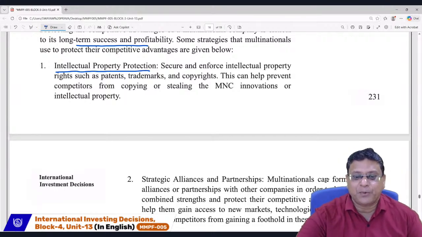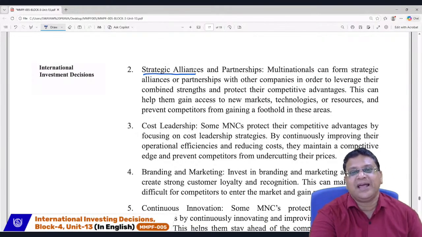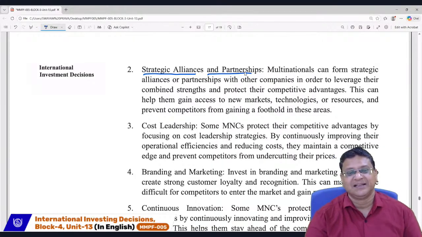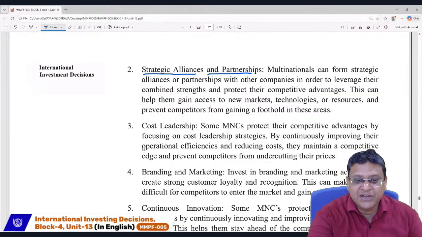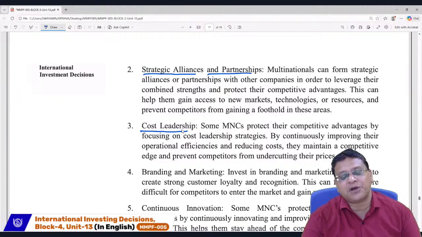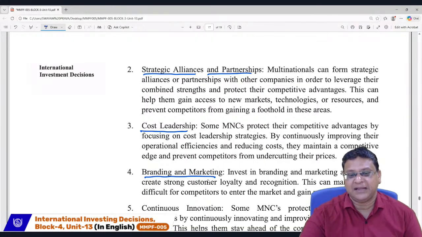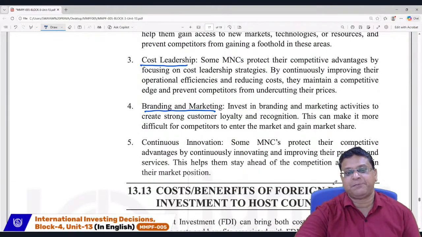You can protect your competitive advantage through strategic alliances, through alliance with local partners. A strategic alliance is created. Hero Honda, Maruti Suzuki, they have created competitive advantage with alliance partnership. Through cost leadership, you can produce the product at very low cost, like Chinese firms are obtaining competitive advantage through cost leadership. Through branding and marketing, by creating a brand, loyalty, advertisement, like Apple has a great brand value.